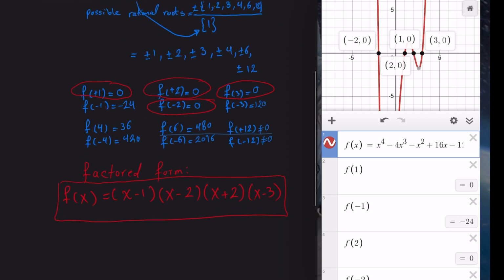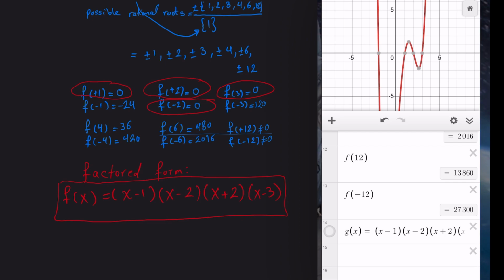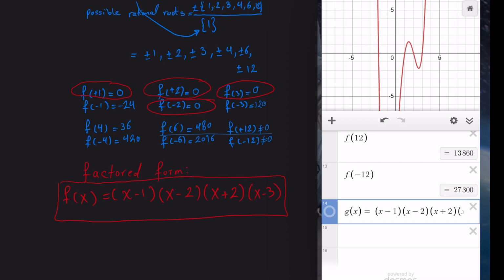So at the end, we have this function in factored form: f of x equals x minus 1 times x minus 2 times x plus 2 times x minus 3. If I plot this on Desmos, as we will do right now, you can see that's exactly the same function as we have in standard form. This is just expressed in factored form. Again, if I uncheck that and check that back in, you see that it's perfectly the same function.